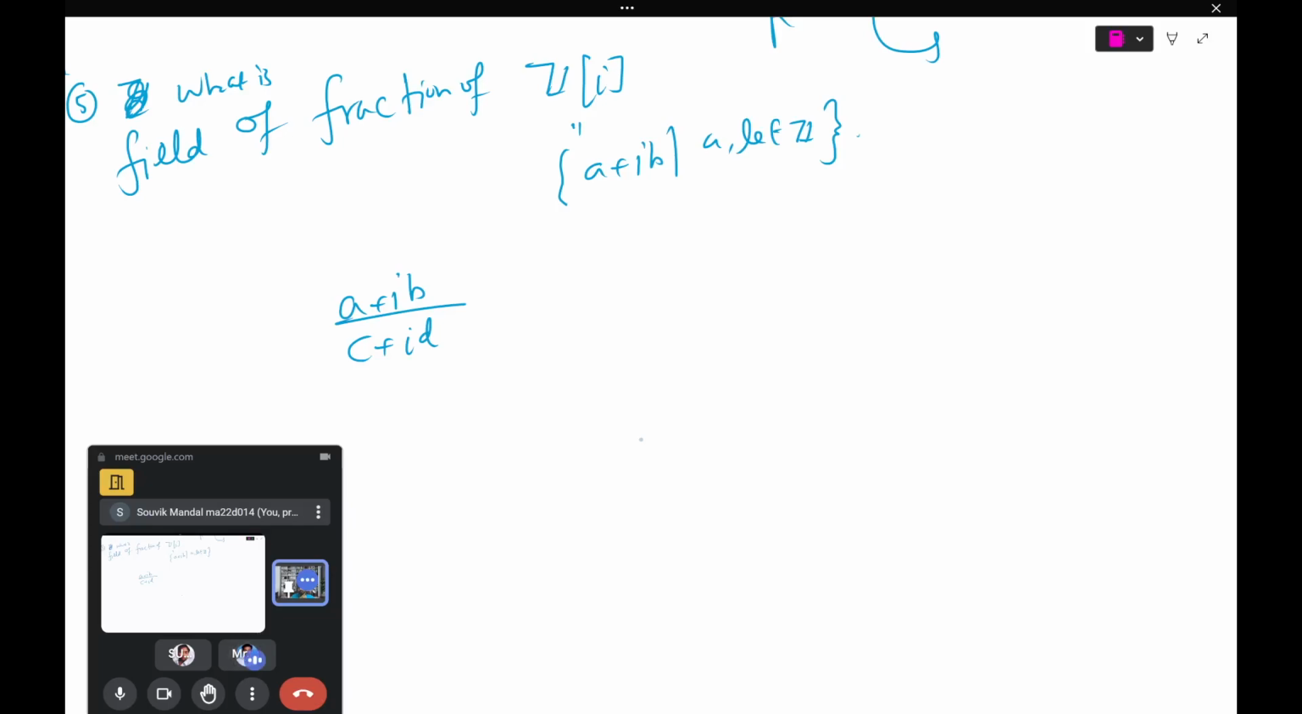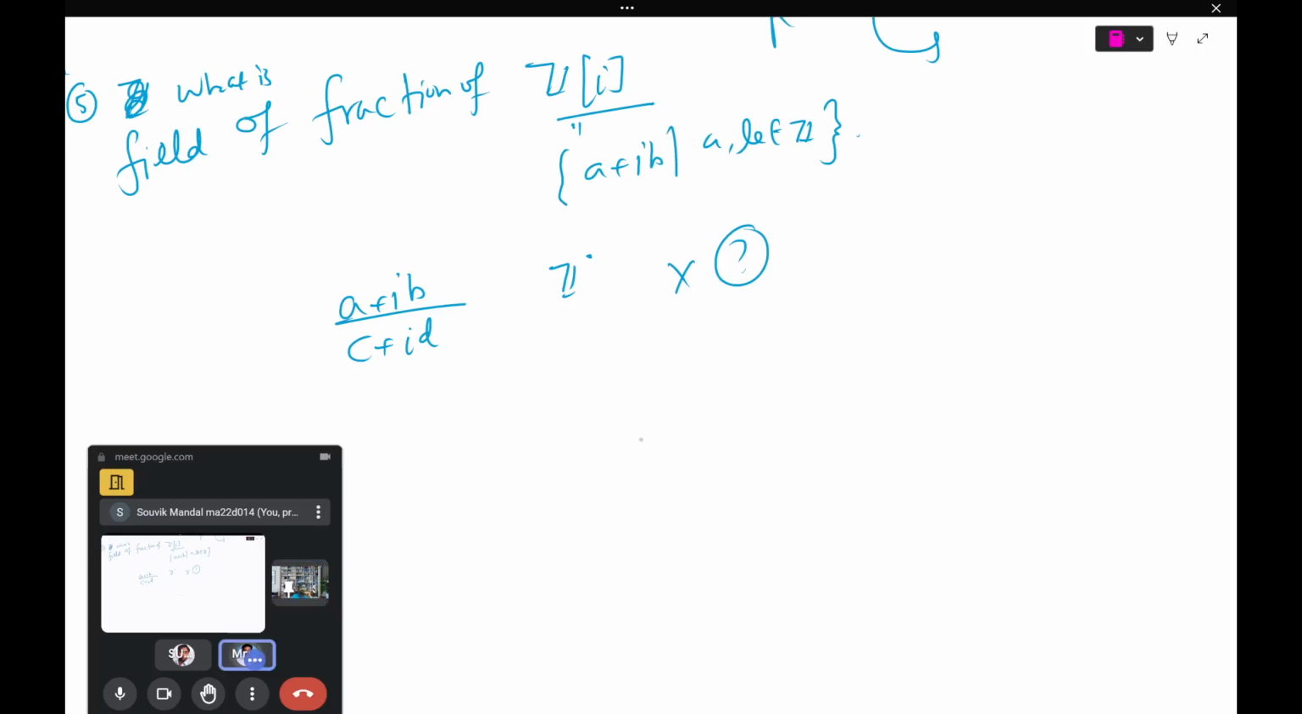Quotient group Z... quotient field Z divided by the ideal generated by x square plus 1. What is x square plus 1? I mean, if we have only I, suddenly where does x come from?